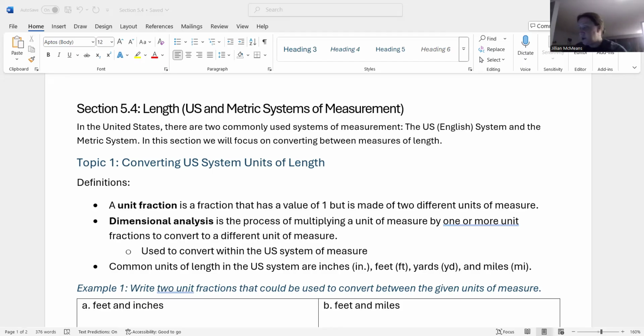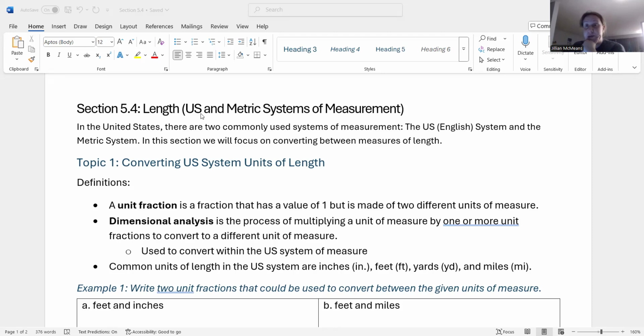For the remainder of this chapter, we're going to look at measurement conversions. I think we have four sections left. We're going to look at length, weight, capacity, and then I'm honestly not sure what else, but I think there are four sections left. For this section, we're going to look at length.